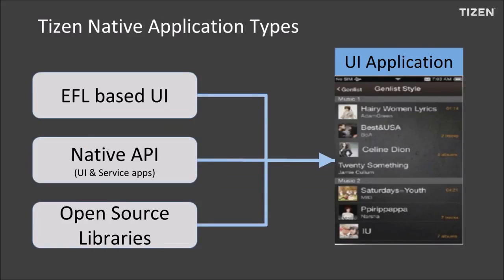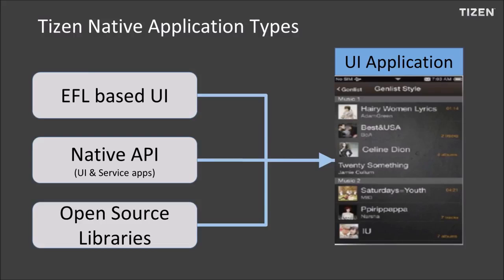Tizen supports two types of native mobile applications: UI application and service application. UI applications have a graphical user interface and handle user interactions. They respond to the user inputs and perform tasks and provide the feedback to the application via callbacks. Typical UI application examples are social networking apps, games, and productivity apps.